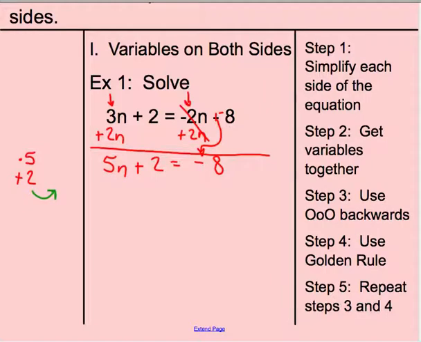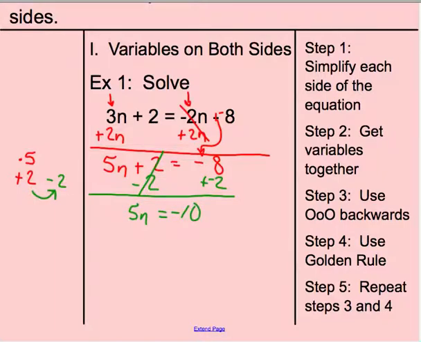To cancel adding 2, I subtract 2. Use the golden rule, subtract 2 from both sides of the equal sign. Remember, on the side with the variable, it cancels, simplifying, leaving us with 5n. We don't actually subtract 2, we use it to cancel. On the right-hand side, -8 + -2 is -10.